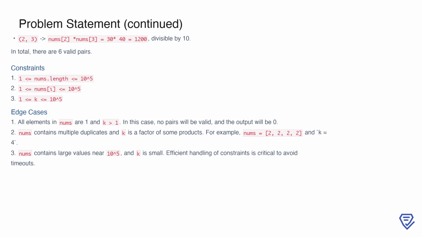This example shows how larger values in nums, combined with a smaller k, can result in many valid pairs. Additionally, the constraints remind us that we must consider edge cases carefully, such as arrays with repeated elements or very large values, and ensure our approach is efficient even for the largest inputs.